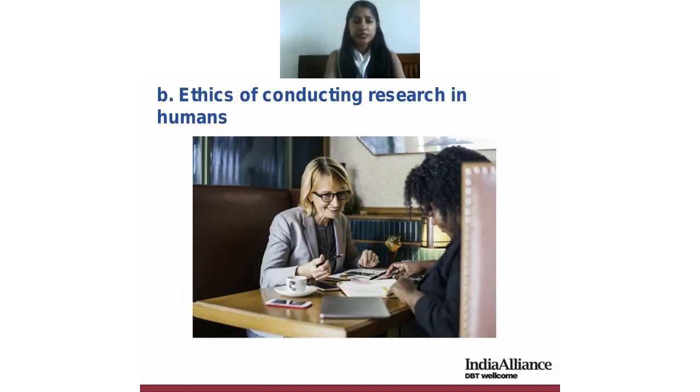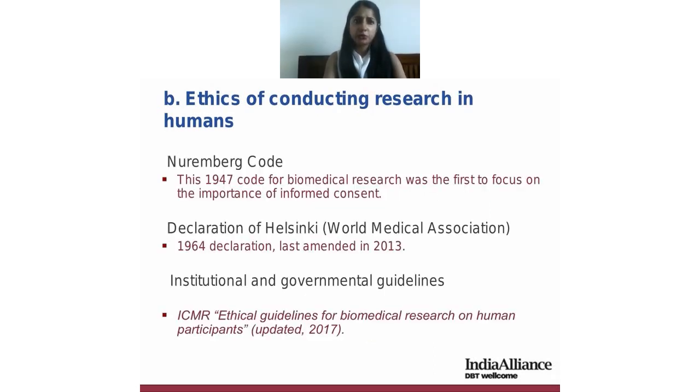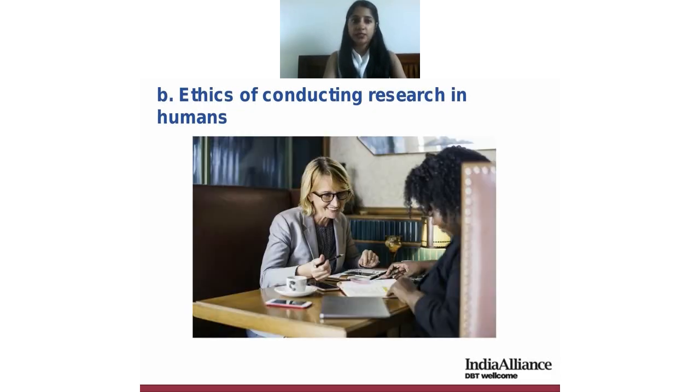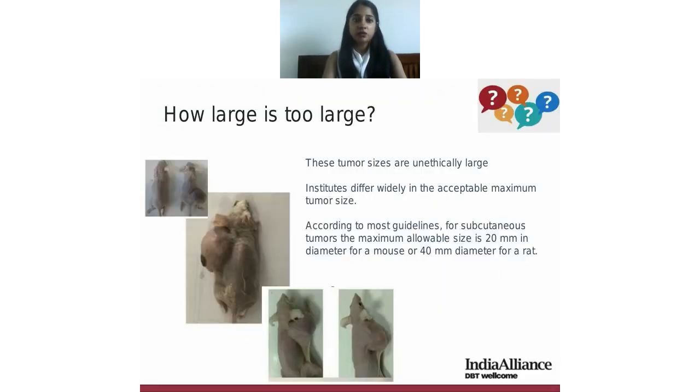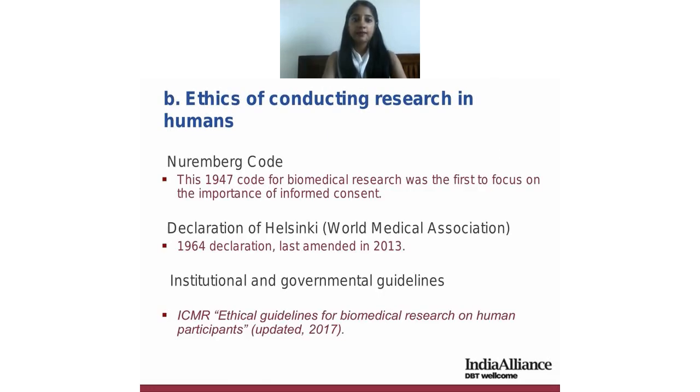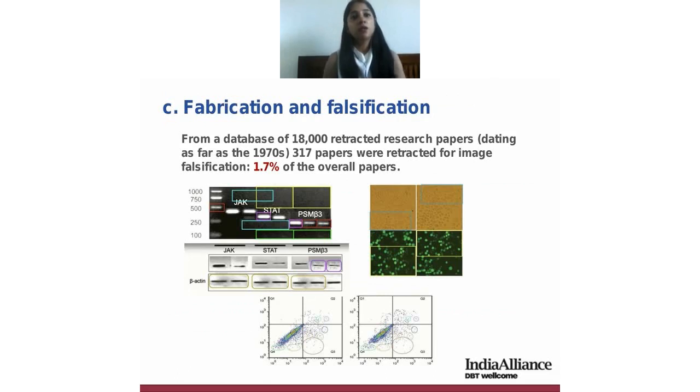Ethics of conducting research in humans is not applicable to this audience, but just for general knowledge, I thought I would include this slide. So there are guidelines even for humans. It began with the Nuremberg Code after World War II. And now we have the Declaration of Helsinki, and every country has their own guidelines. For us, it's the ICMR. Moving on to fabrication and falsification.